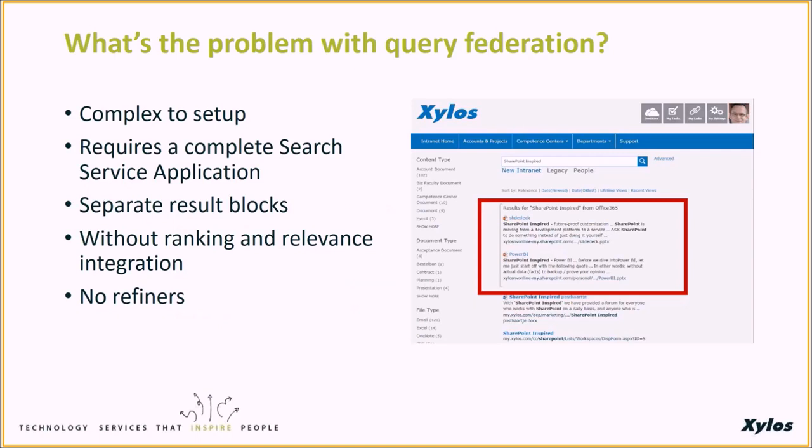So you need two different search service applications. The separate result blocks, for some people that's a problem because it's in a separate result block. You also don't have ranking and relevance integration. So the two result sets are considered to be completely separate, and you can't do really interesting things from a relevance and ranking perspective. You also have no refiners for this result block.